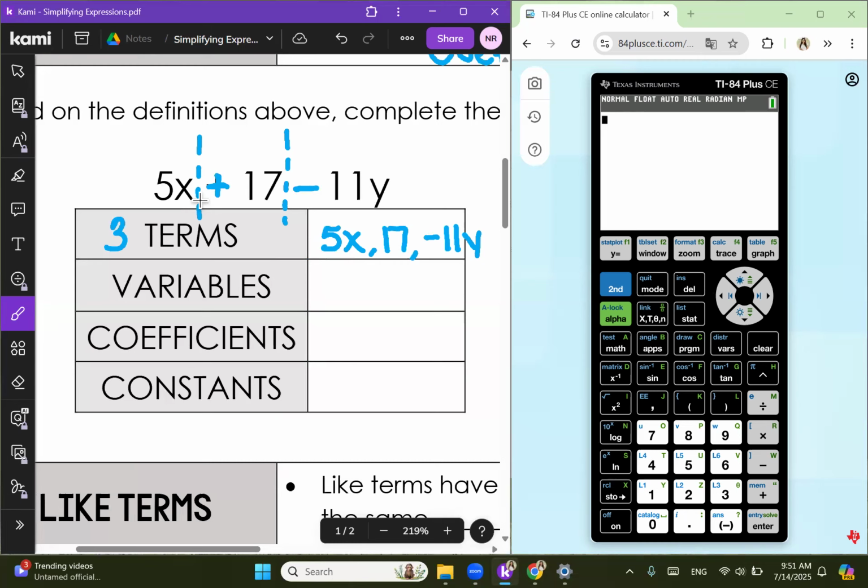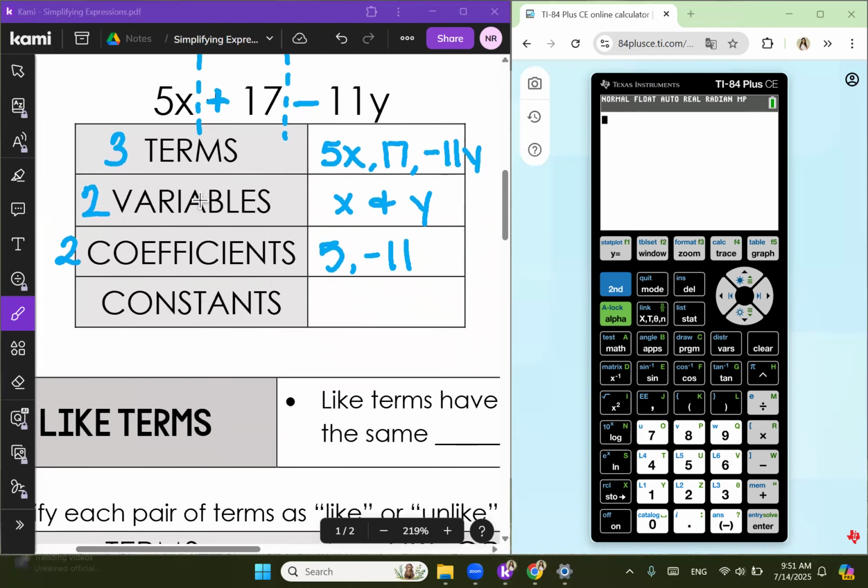Variables, how many letters do we have in this expression? We have two variables, which would be x and y. Coefficients, remember, coefficients only apply to the numbers that are in front of a letter, in front of a variable. And in that case, we have 2. 5 is in front of a variable, negative 11 is in front of a variable. That minus sign is attached to that number, making it a negative number, okay? Constants is, remember, just a number by itself, no letters, nothing like that, just a regular integer, 17.